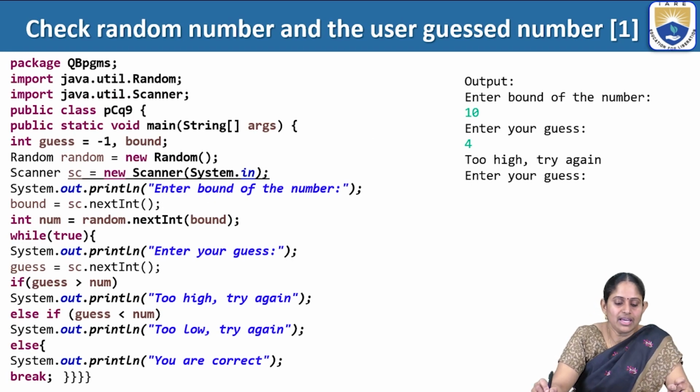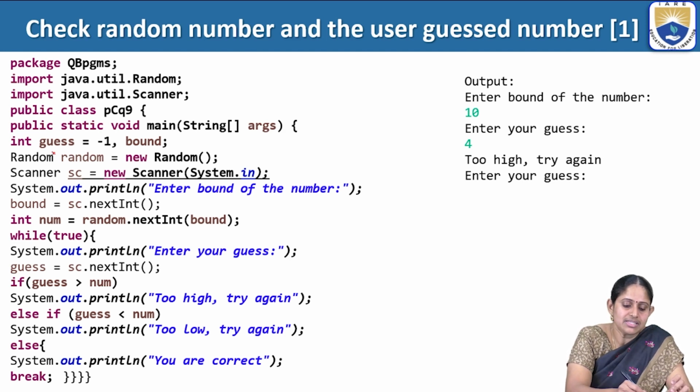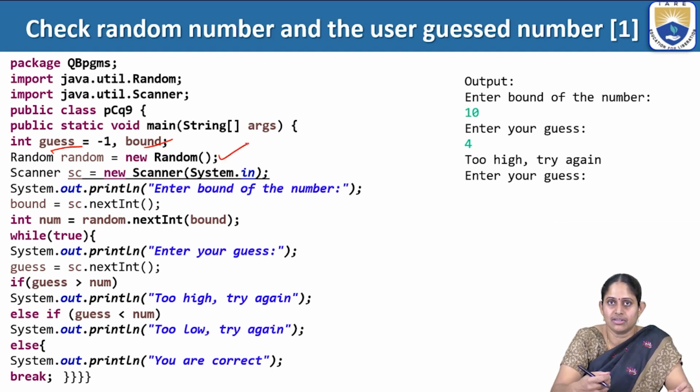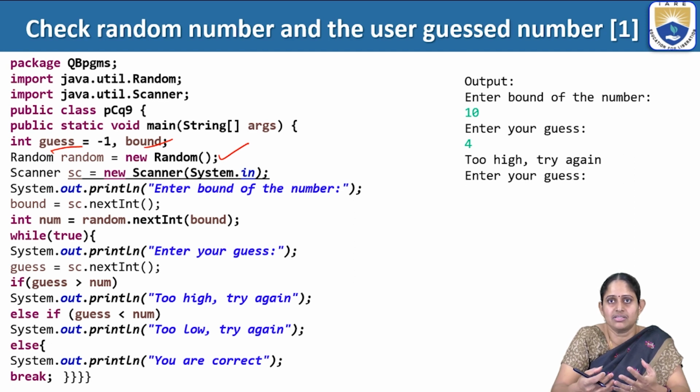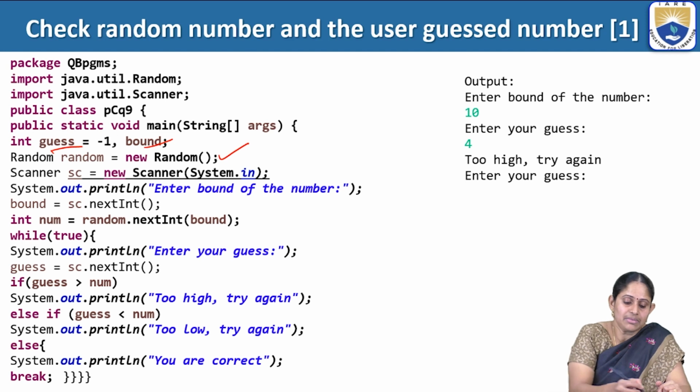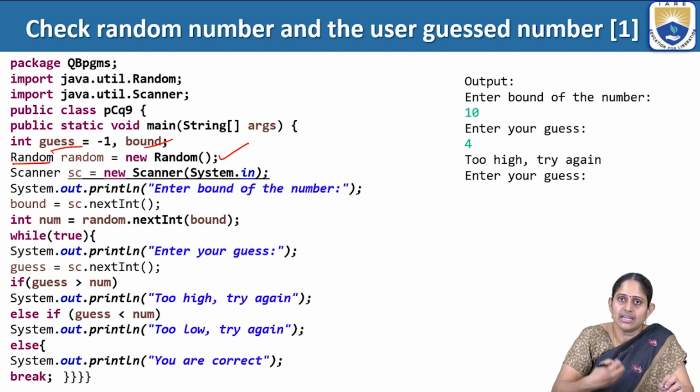So here we are using two variables, guess and bound. And we are making use of the Random class, a Random class object, which has a lot of methods for generating random numbers. It can generate random integers, random floats, etc. So the Random class object is created, and using that object, we read some element.